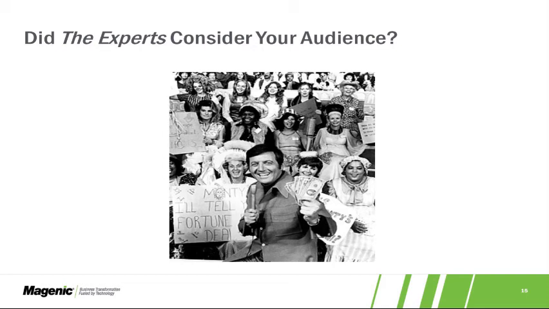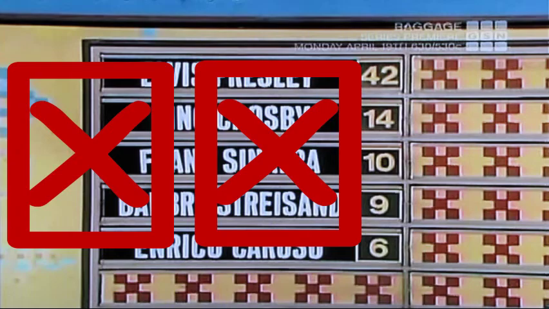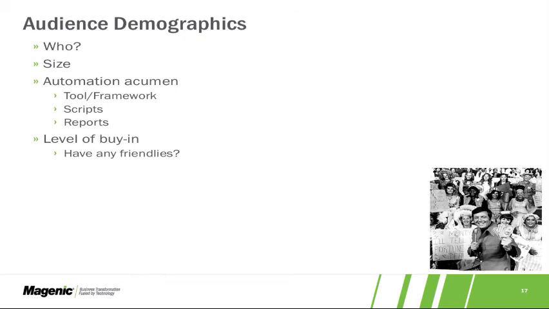Audience matters. Are you there? The location matters. So did the experts consider your audience when they told you what the best tool was? If they didn't, and they probably didn't because they couldn't, that's a second strike on that particular way of figuring out how to go about choosing a tool. So your audience demographics absolutely matter.